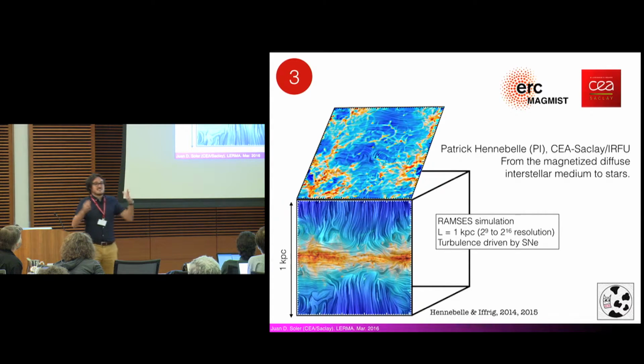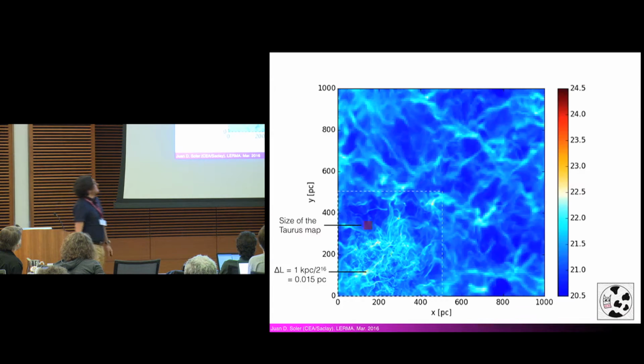And he's producing this 1 kiloparsec box with multiple supernova explosions. And from there, we're handpicking some molecular clouds. We can talk about what is a molecular cloud, but for now, it's just correlated, coherent structures that have a particular column density. And what is interesting is that this simulation covers a very wide range of scales. We're going from the 1 kiloparsec to resolutions of 0.015 parsecs.